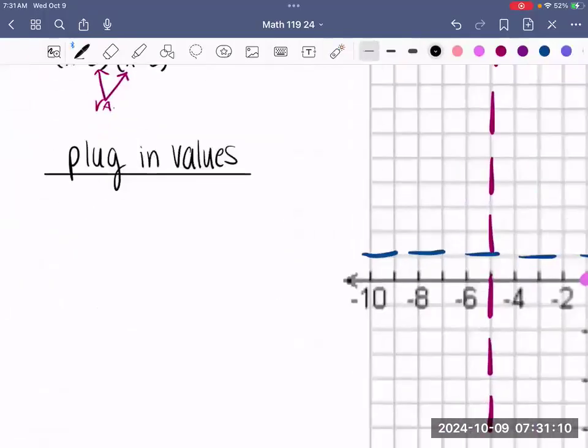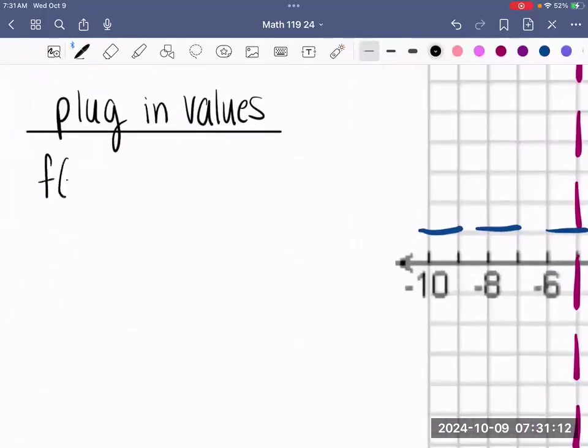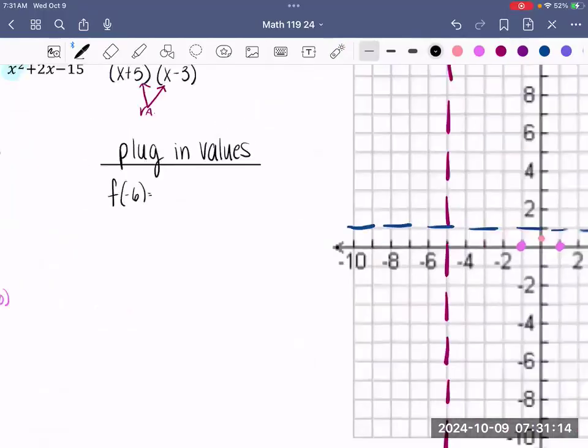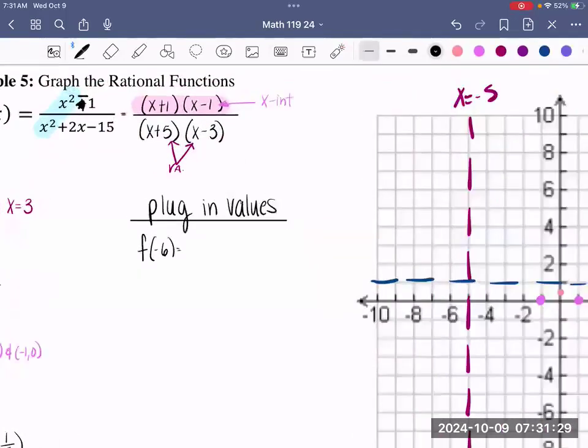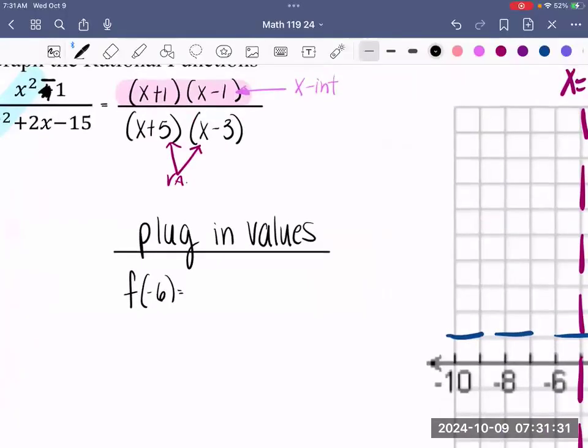Let's go ahead and pick -6. So f of -6. And we can put this either into your original or your factored form. We always want to use your simplified form because it's a little bit easier to work with. However, we don't have a simplified form. We have a factored form and a non-factored form. I'm going to put it into your factored form.